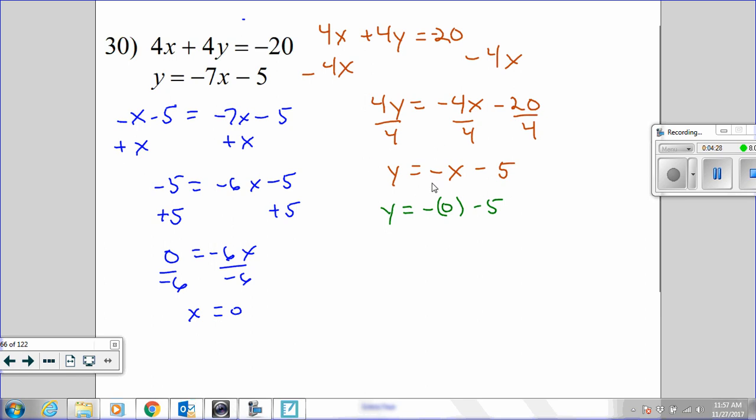Now, that may not always be the best option, being that this is the equation that you came up with, and you may have solved it incorrectly. But here I plugged it back in, and I plugged in the 0 for x. That's going to leave me with just y is equal to negative 5.